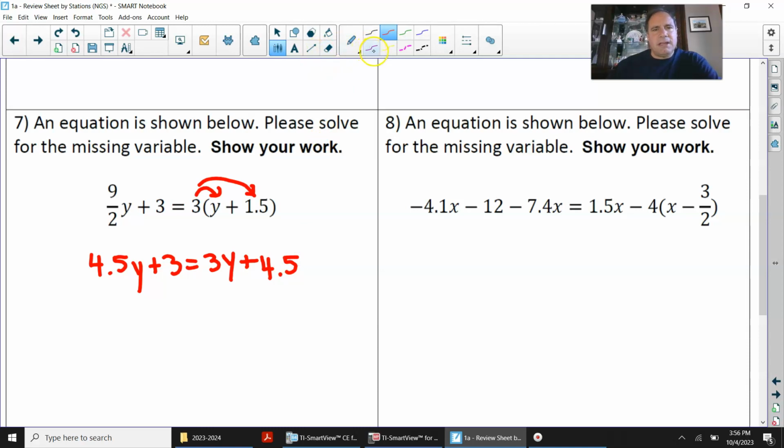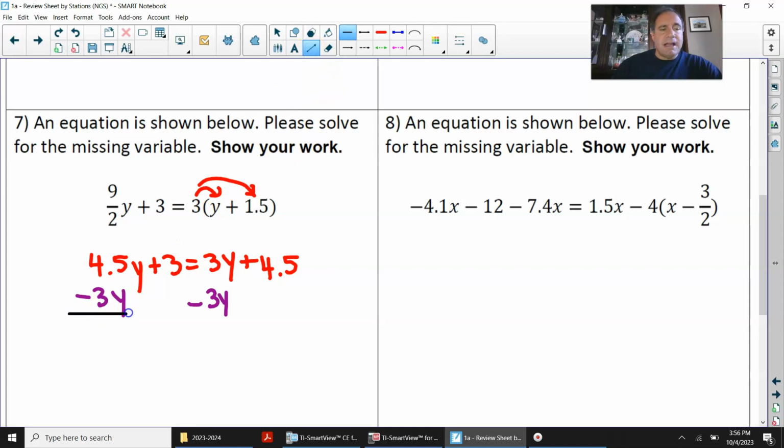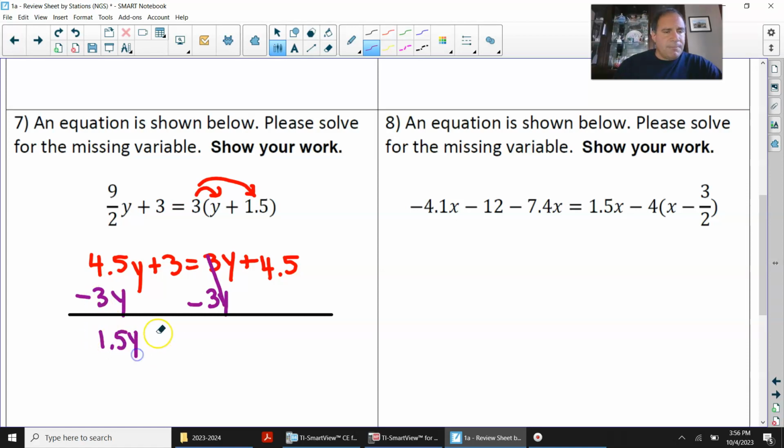And now that looks like an equation that I could absolutely solve. So remember, you have the variables on both sides of the equal sign. You're going to get them together using inverse operations. You cannot just combine them because they're not on the same side of the equal sign. So use inverse operations, and you get 1.5y plus 3 equals 4.5.